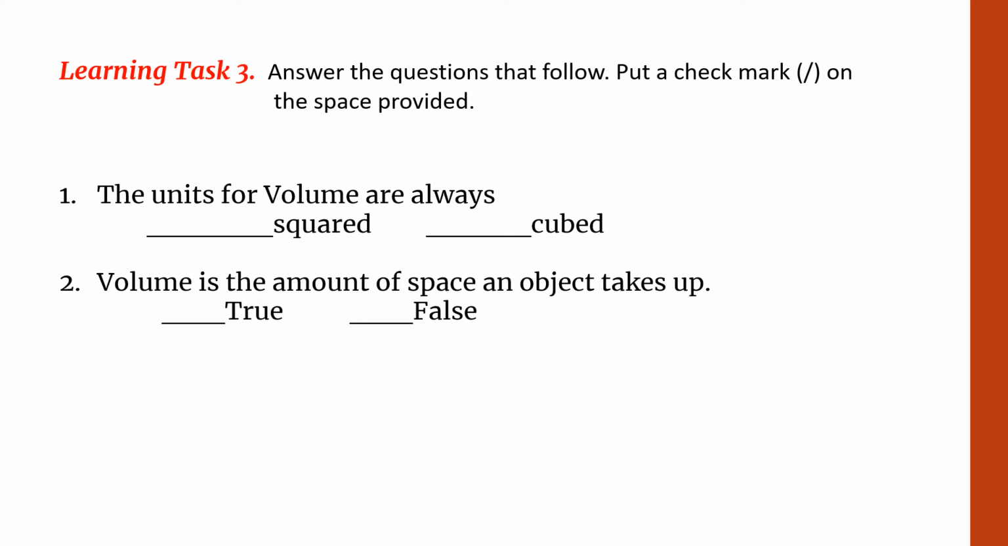Learning Task 3. Answer the questions that follow. Put a check mark on the space provided. Number 1. The units for volume are always what? A squared or B cubed. So as we know, pag sinabing volume, palagi siyang in cube or cubic units. Okay? Number 2, volume is the amount of space an object takes up. A true, B false. Well, the answer here is true.